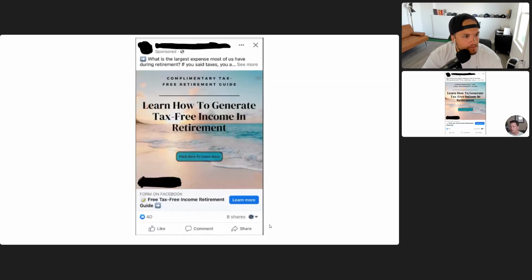Yep. Okay. So this one is an image with a beach. Okay, classic beach for retirees, right? So it says on the top, what is the largest expense most of us have during retirement? If you said taxes, and then it trails off. And then the image has a beach, and it says complimentary tax-free retirement guide. Learn how to generate tax-free income in retirement. Click here to learn more. And then on the bottom says free tax-free income retirement guide.